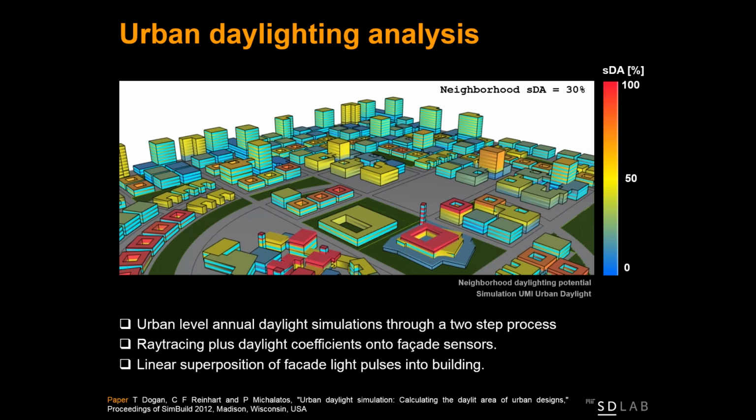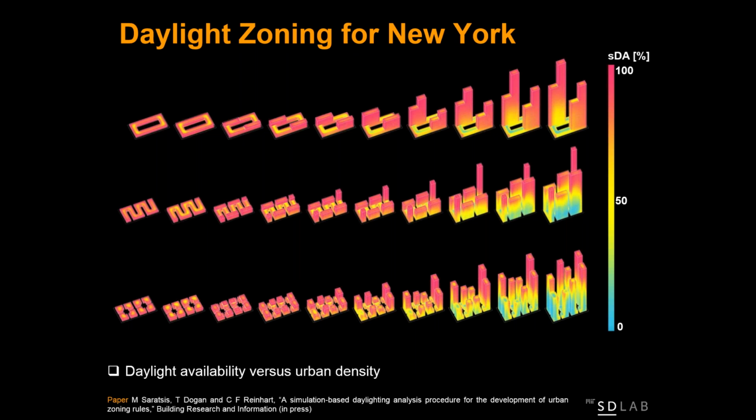This is the type of information that we want to effectively generate. We cannot do that using our traditional methods because it would take too long. This simulation took maybe half an hour. So what we're doing instead is using a 2-step approach. This is developed by Timur Dogan, when he was in our lab, he's now at Cornell. We first use a step where we're calculating for every hour of the year the lighting levels falling on the facades of buildings, and then we translate that into a light pulse going into the building.